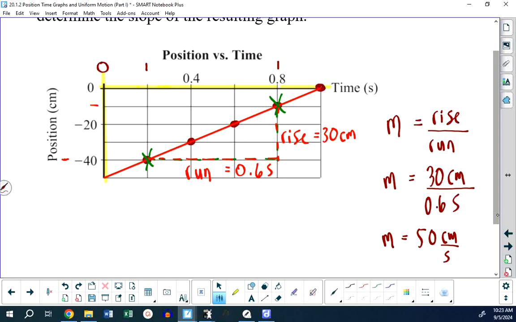The slope is the velocity, and the velocity is constant because the slope is the same everywhere because this is a straight line. Right? You could pick any 2 points you want. The steepness of this line is not changing. If it were a curve, then something would be going on.